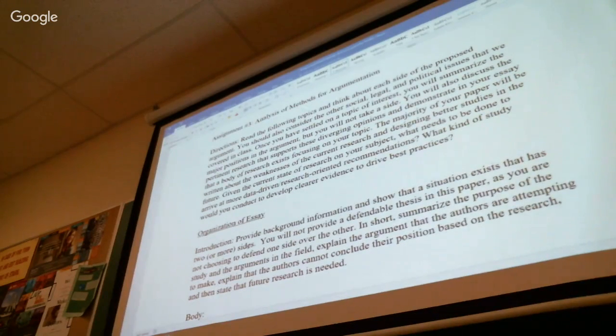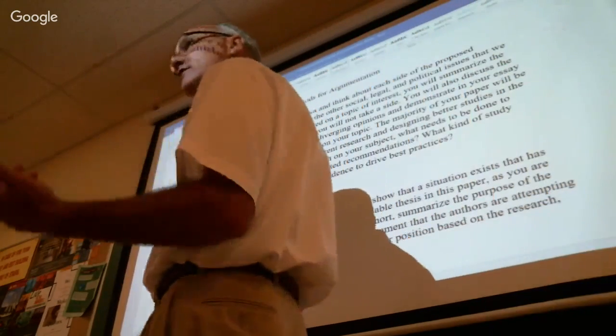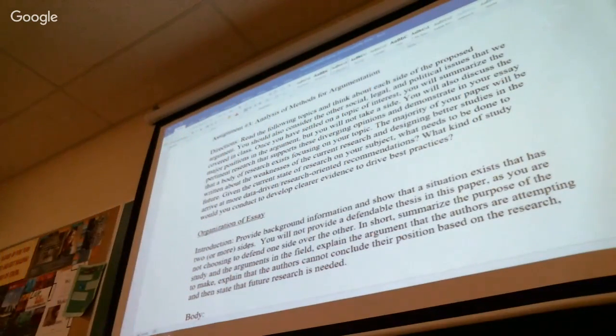We need to be able to tear these articles apart. We need to look at the data. We need to look at their methods. We need to figure out where the strengths and weaknesses are, and demonstrate whether this is a reasonable argument.